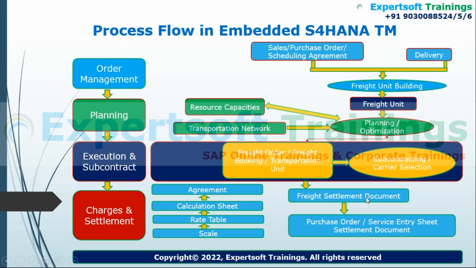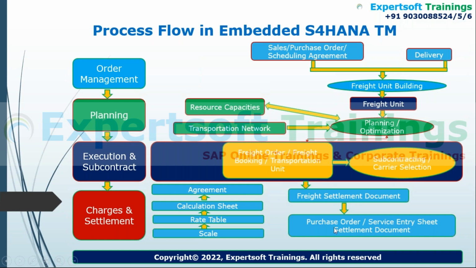The settlement document will be created from a freight order. It will pull the charges from the freight order and you need to post it. Once you post this freight settlement, a service purchase order and service entry sheet will be created automatically. Now why are these two objects required? Because in normal ECC it's a three-way match, right? That means if you have to do an invoicing to a carrier, the finance, the payable person needs to have a reference of how much he is going to pay to the carrier. That reference document is the purchase order and the service entry sheet.